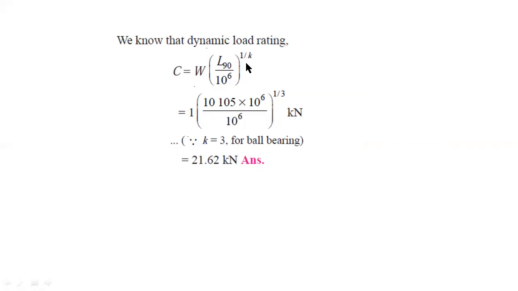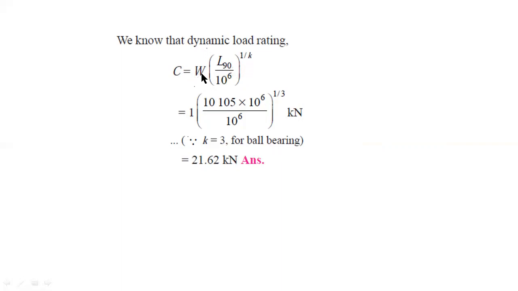Okay, this K is a constant for ball bearings and roller bearings. For ball bearings K equals 3. We have already discussed this in the previous class. K equals 3.3 for roller bearings, but in our question a ball bearing is given, so you have to consider K equal to 3 for ball bearings and substitute the value of W.